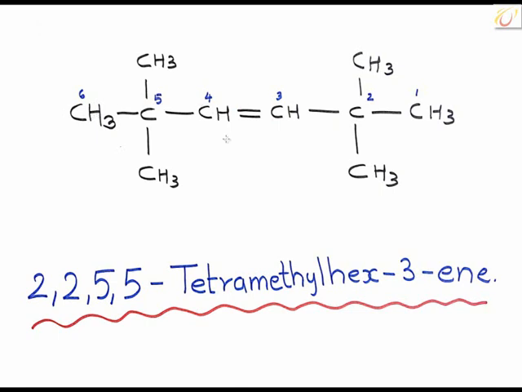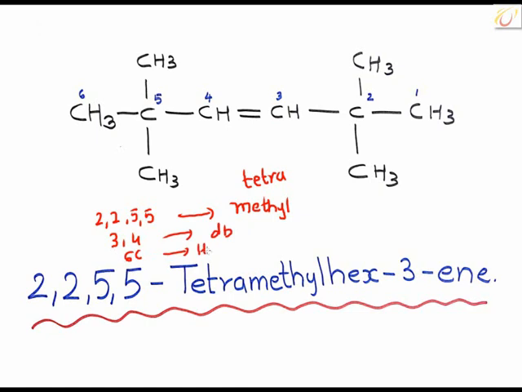Now here, carbon number 2 has 2 methyl substituents and carbon number 5 has 2 more methyl substituents. So carbon number 2 and carbon number 5 have 2 methyl substituents each. So there are a total of 4 methyl substituents. So we should add the prefix tetra before the name of the alkyl group. Further, the double bond is present between carbon number 3 and carbon number 4. And there are 6 carbon atoms in the parent chain. So the root word is hex.